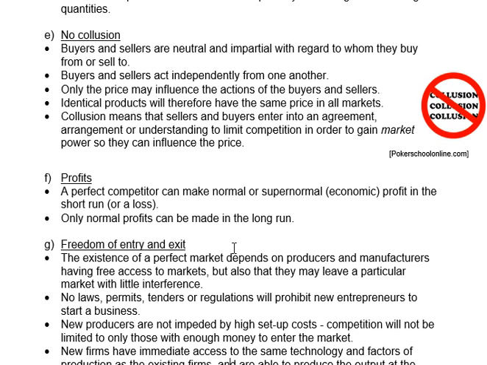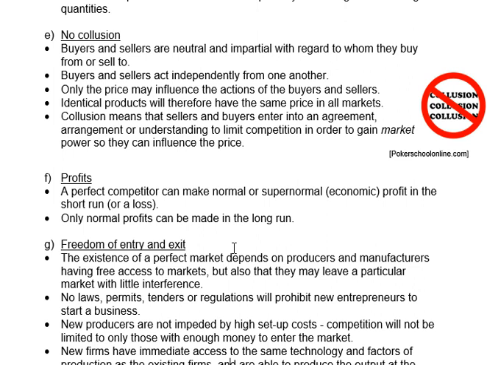The next characteristic is that there is no collusion. What does collusion mean? We did this last year. Collusion is when sellers or buyers, but mostly sellers, different sellers, will enter into an agreement with one another to limit competition so that they can push prices up, to influence the price. Mostly when there is collusion, prices will go higher. Not always, but mostly.